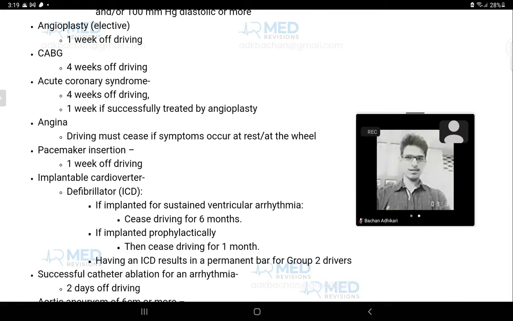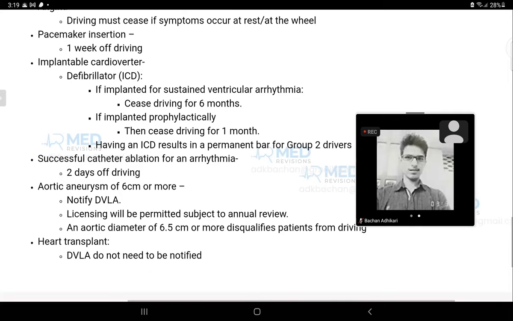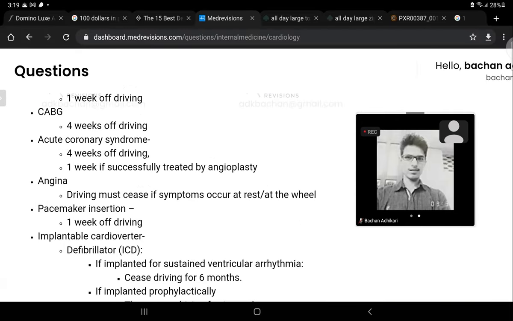If he had an implantable defibrillator, 1 month, okay? If he had a catheter, 2 days off. All right. This is really important. The important ones I told you. CABG, 4 weeks. ACS, 4 weeks. MI, 4 weeks. Angioplasty, elective or if successfully treated, 1 week. If a pacemaker, 1 week off.